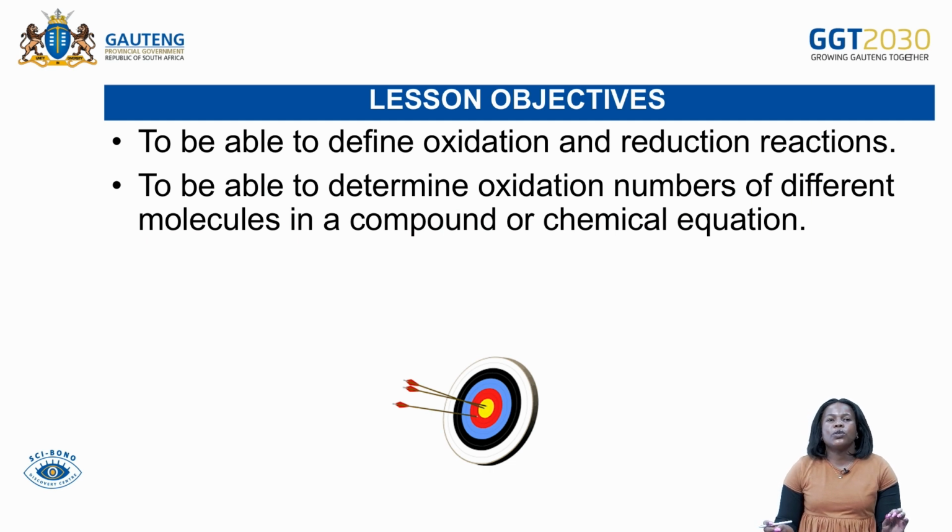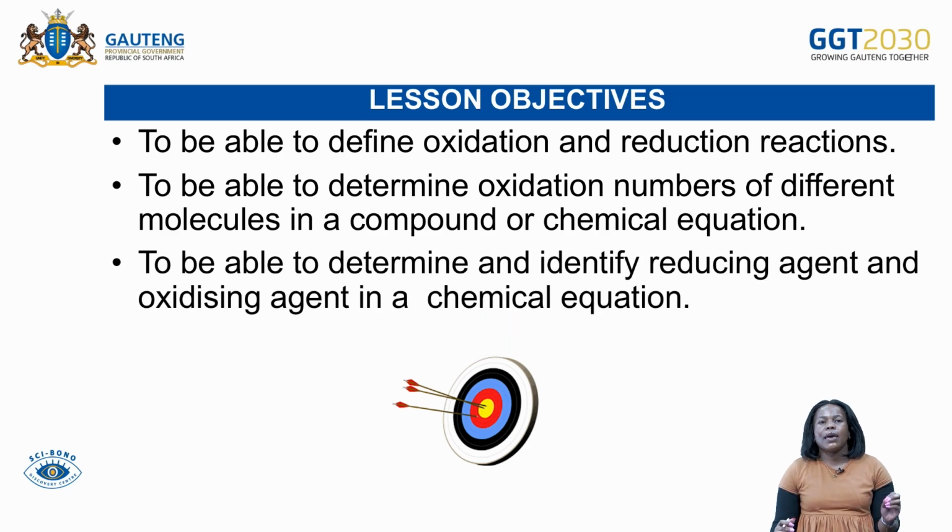Number two, I want you and me to be able to determine the oxidation numbers of different molecules in a compound or in a chemical equation, whichever you are given at that particular time. And lastly, I want us to be able to determine and identify reducing agents as well as oxidizing agents in a chemical equation. So this is our lesson objective for today's lesson, okay?